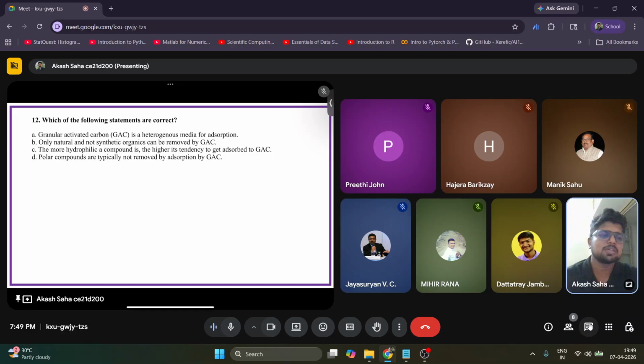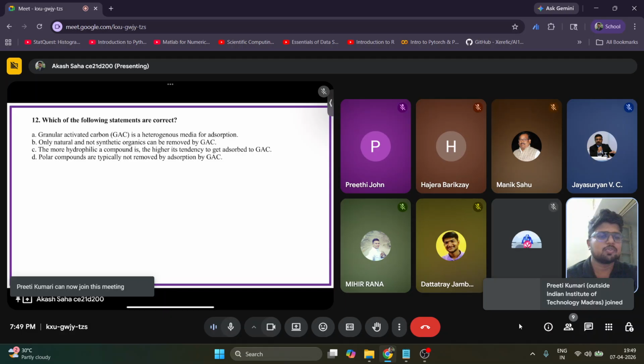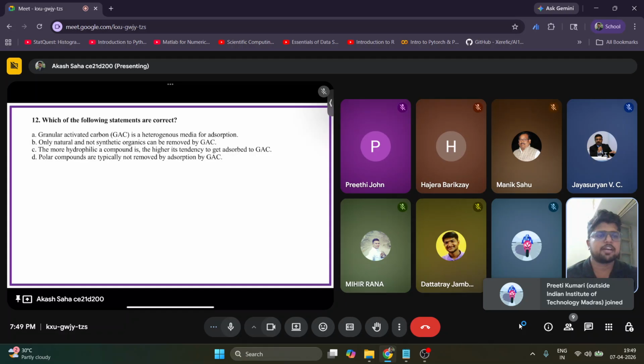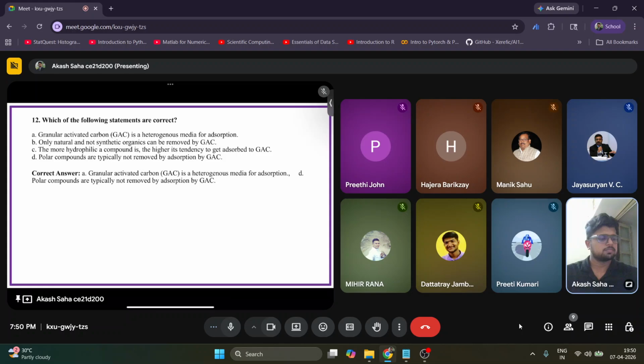Then, polar compounds are not typically removed. That is true, because non-polar hydrophobic compounds will get easily adsorbed to the GAC. So just be a little careful with the words: polar, non-polar, hydrophilic, hydrophobic. Hydrophilic is water loving. So options A and D are correct.